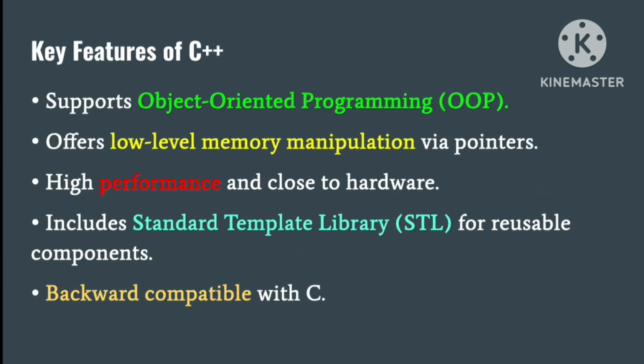So now let's see the features of C++. It supports object-oriented programming (OOP), which I have described in the earlier sections of the video. It also contains low-level memory manipulation features, which can be done using pointers. It has good performance and is also close to the hardware. It includes the Standard Template Library, where components can be reused, such as vectors, lists, or other data structures. It is compatible with C. It also uses a compiler which can be used with the C language. It is programmed in Dev C++.